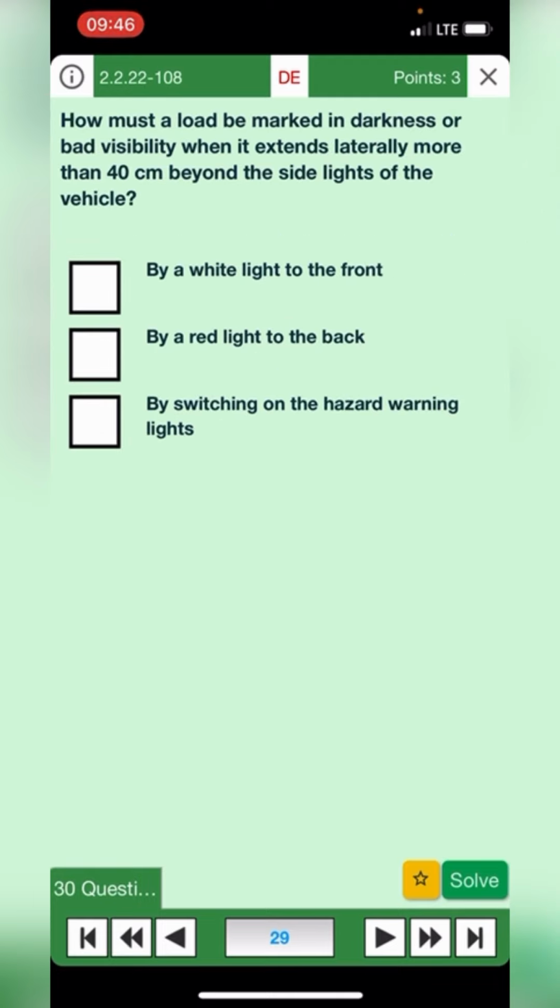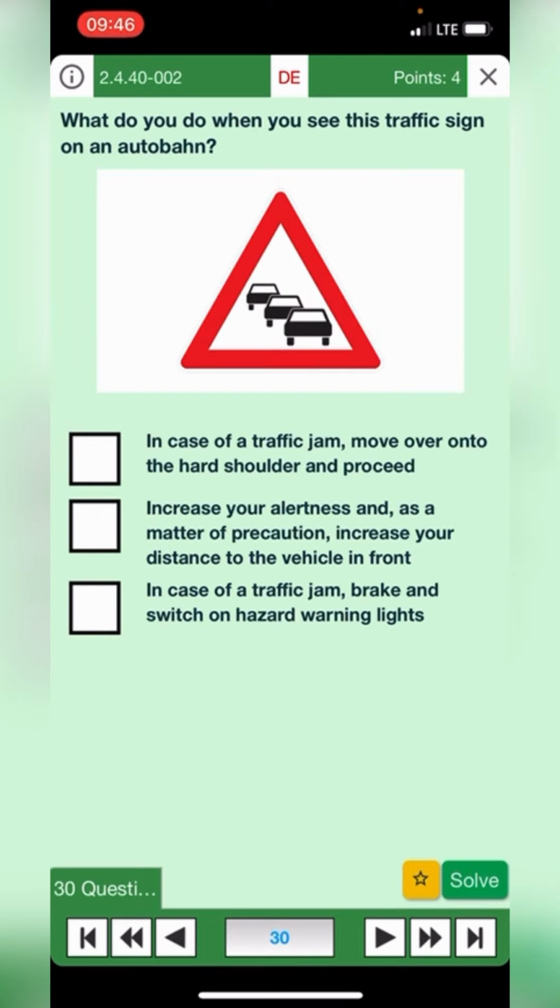Now let's look at this question. How must a load be marked in darkness or bad visibility when it extends more than 40 centimeters beyond the side lights of the vehicle? This is by white light in front and red light in the back, but not by switching on the hazard lights. So don't switch on the hazard lights in this case, but you just need to mark the front and the back. That's all. Yes, that's the right answer.